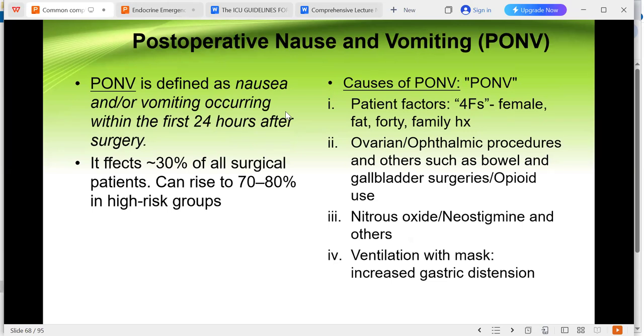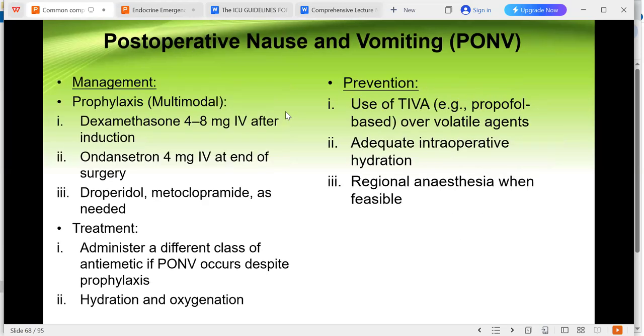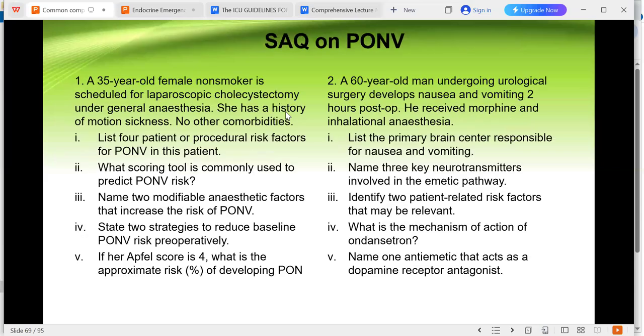Is nausea or vomiting occurring within the first 24 hours after surgery, where it can affect up to 30% of all surgical patients. And in high-risk patients like the female, fat, 40, with family history, it can lead to 70 to 80%. Okay, so what are the causes? Patient factors, the four F's we mentioned. Patients undergoing ovarian and ophthalmic procedures. Procedures where you have nitrous oxide use or neostigmine. Ventilation with mask, which can lead to increased gastric distension. Okay, I think we talked about this.